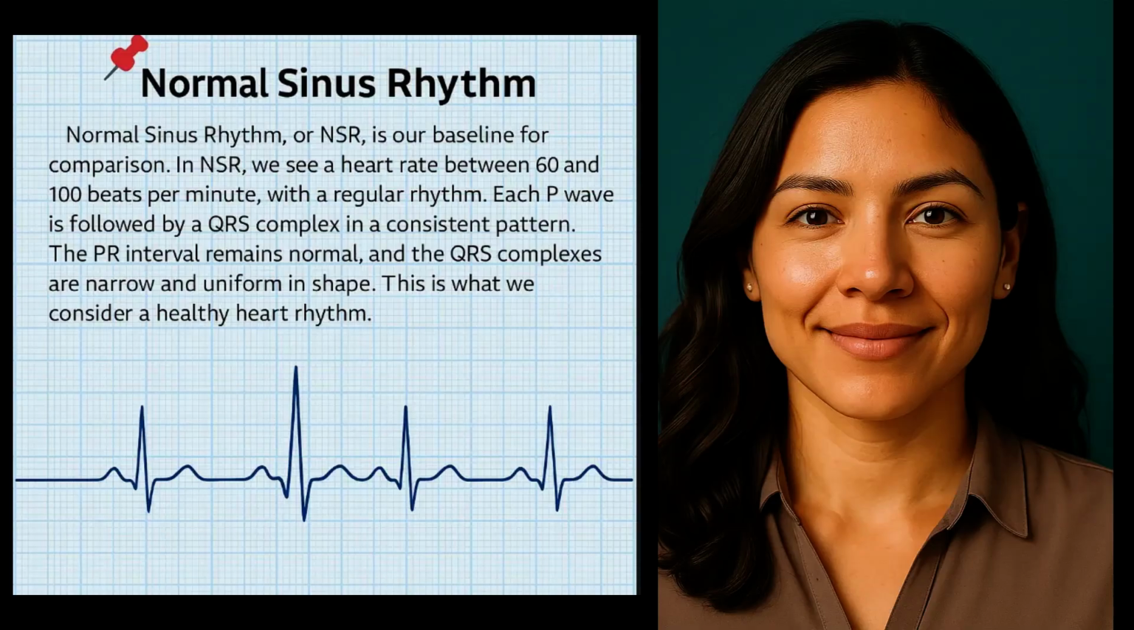In NSR, we see a heart rate between 60 and 100 beats per minute with a regular rhythm. Each P wave is followed by a QRS complex in a consistent pattern. The PR interval remains normal, and the QRS complexes are narrow and uniform in shape. This is what we consider a healthy heart rhythm.